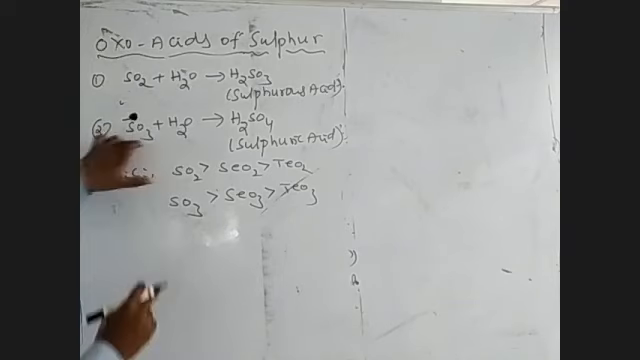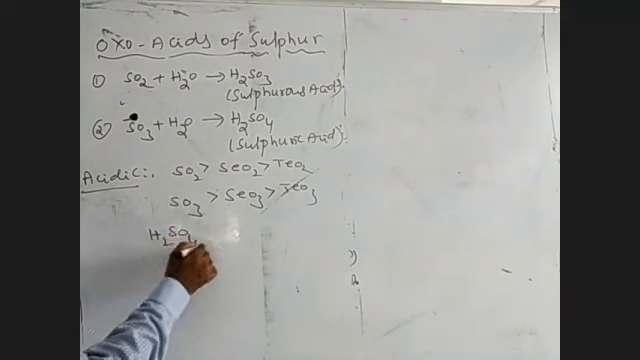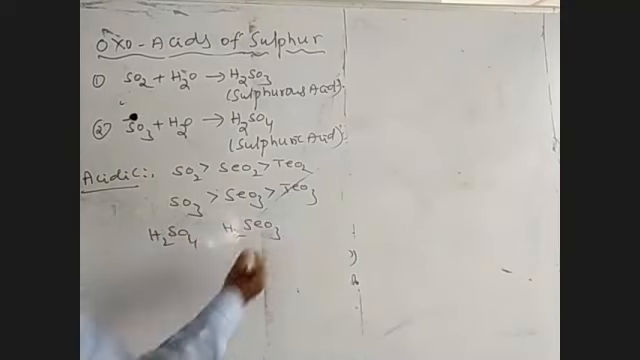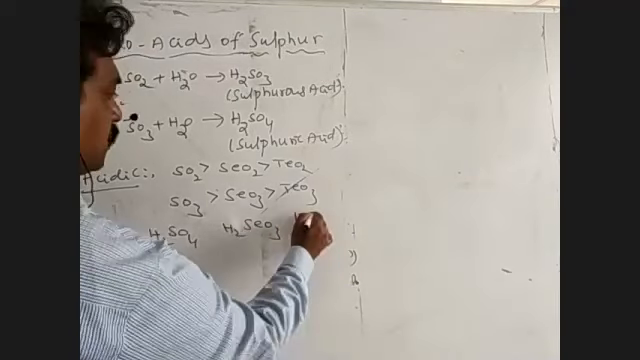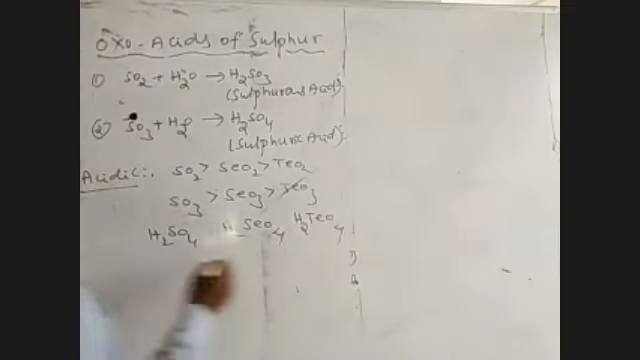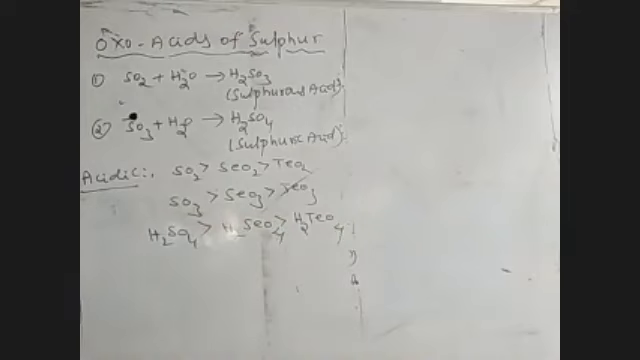SO3 dissolved in water forms H2SO4. Similarly, we get H2SeO3, H2TeO3, H2SO4, H2SeO4, H2TeO4. The acidic nature of these compounds: H2SO4 is more acidic than H2SeO4, which is more acidic than H2TeO4.